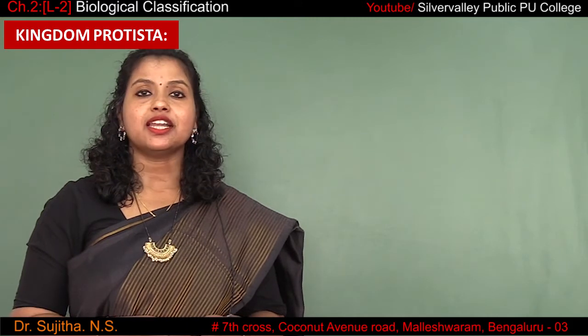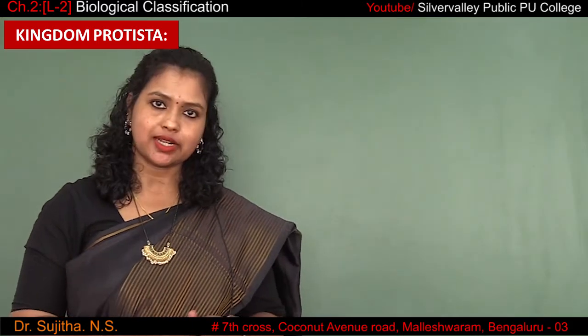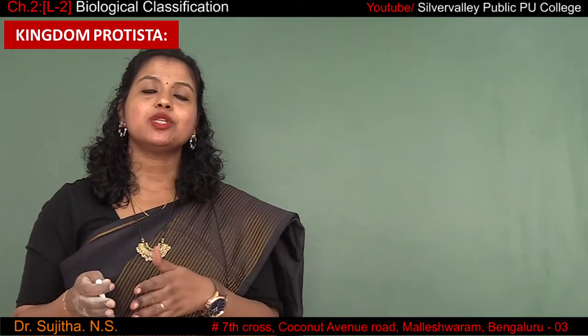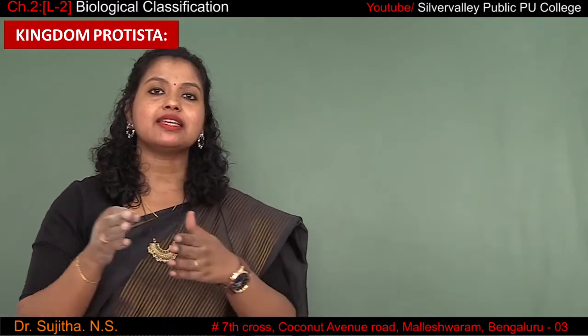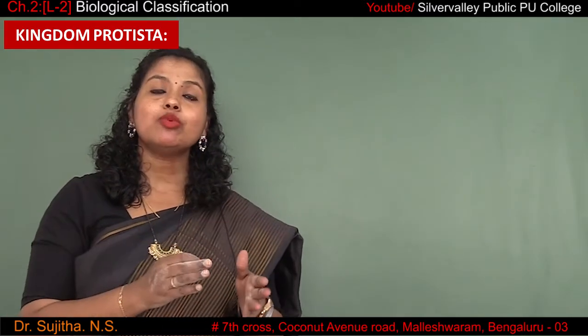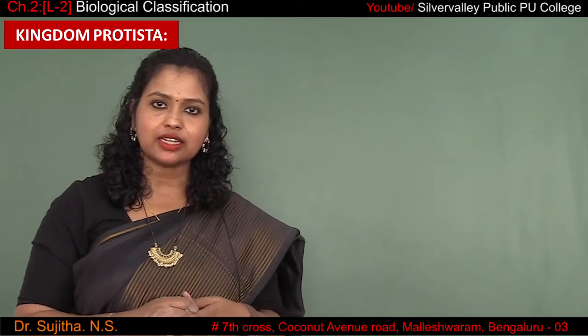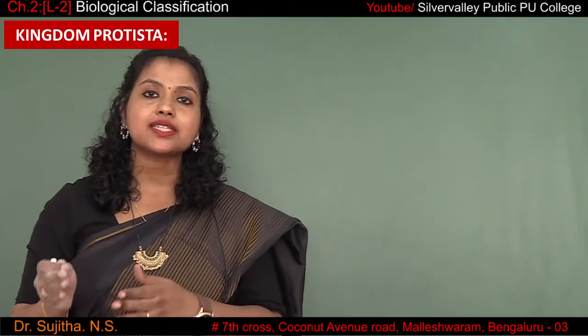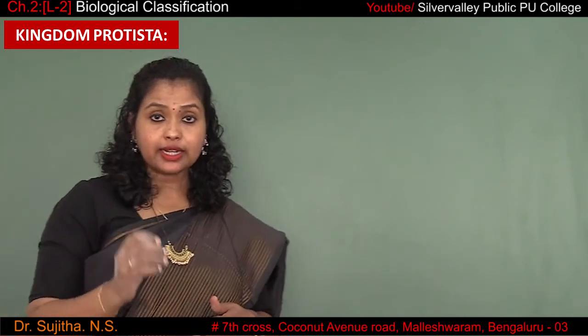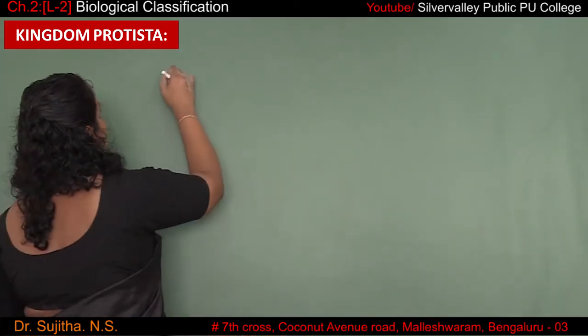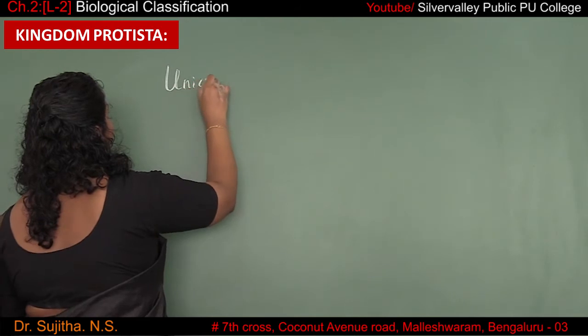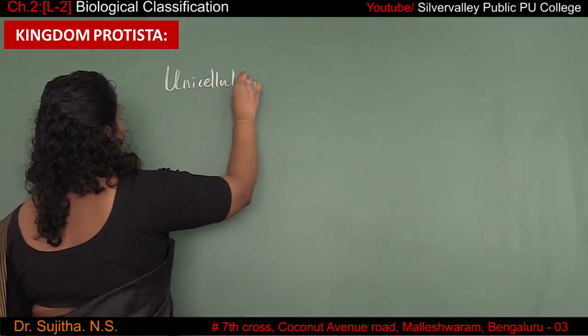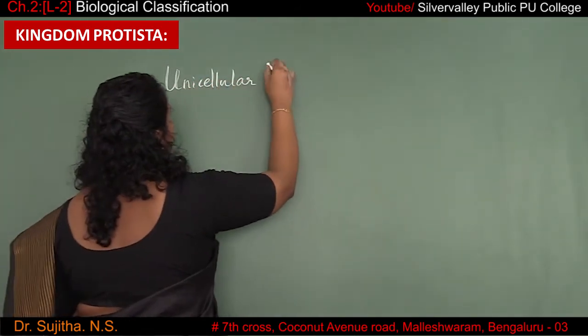So now let's study the second kingdom, and the second kingdom is kingdom Protista. Now the main difference between kingdom Monera and kingdom Protista is that kingdom Monera was prokaryotic in nature, whereas kingdom Protista is eukaryotic in nature. So kingdom Protista is unicellular eukaryote.